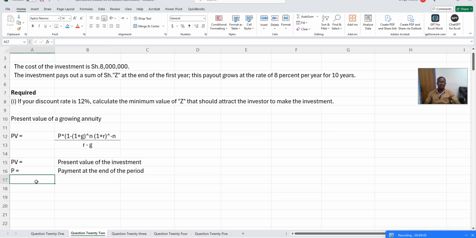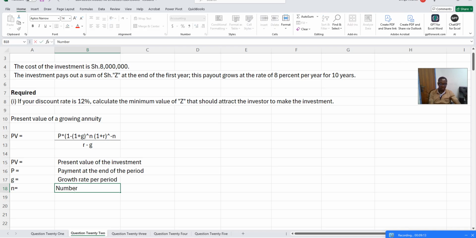When you are looking at G, this is the growth rate that you're given, the growth rate per period. When we are talking about our N, I know we are all familiar with that. N is simply the number of periods.